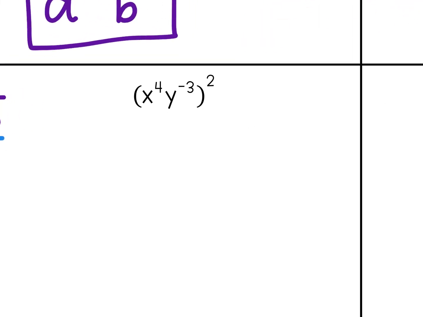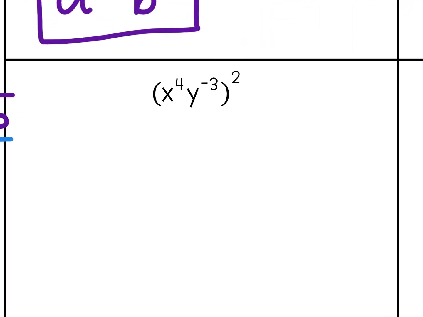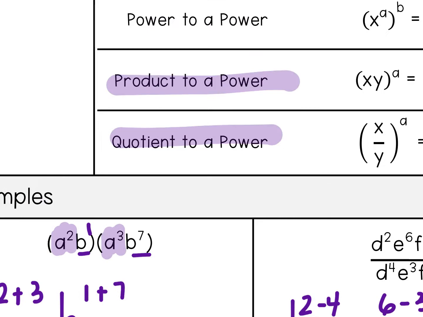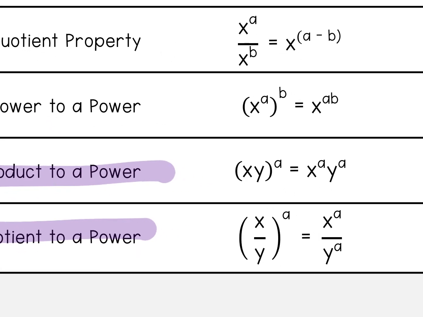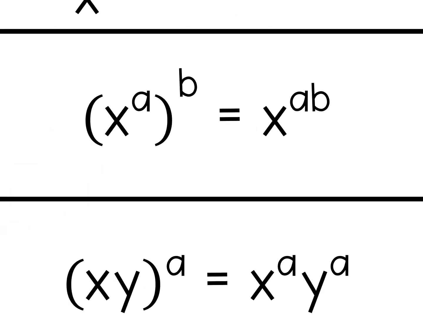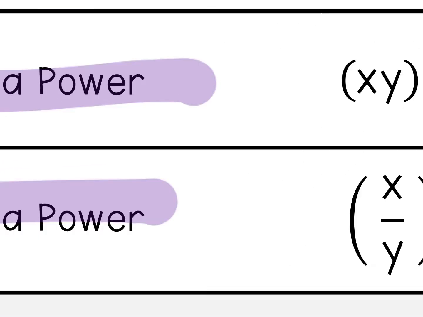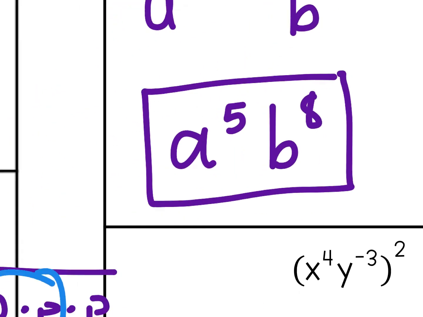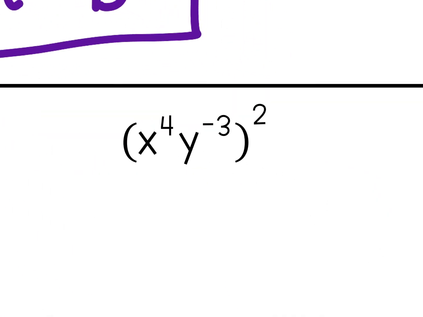Our third example, we have 2 letters that already have exponents, but then they're in parentheses raised up to another exponent. This is called power to a power. So what it tells us to do when that happens is you multiply those two numbers. But it has to go to everything that's in the parentheses. So that 2 needs to go to this 4. So it'd be x to the 4 times 2.